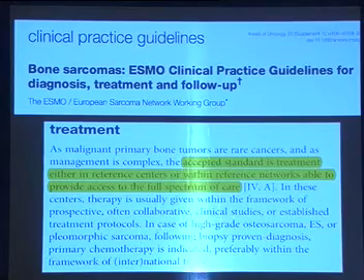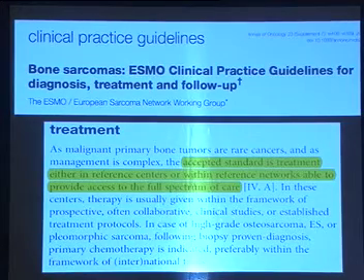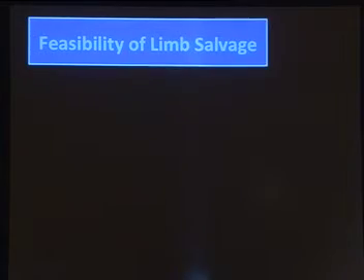Coming to the clinical practice guidelines, the guidelines issued by ESMO, the European Society of Musculoskeletal Oncology, the first and foremost thing it says regarding treatment is that accepted standard treatment is either in a reference center or within reference networks able to provide access to the full spectrum of care. This is a very important thing which we discussed when Manish was speaking. So all care of musculoskeletal tumors should be in a tertiary referral center where you have facilities to deal with them.